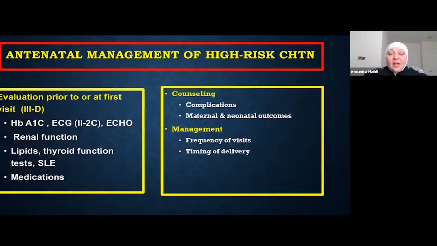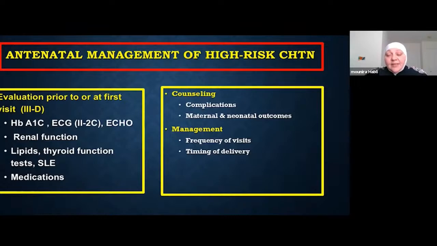The first prenatal visit in these patients, I always name it the $1 million visit, because a lot of testing will be done. This includes hemoglobin A1C, EKG, maternal echo, renal function, lipids, thyroid, and other tests based on whether there's a secondary disease, and making sure what medications are used.